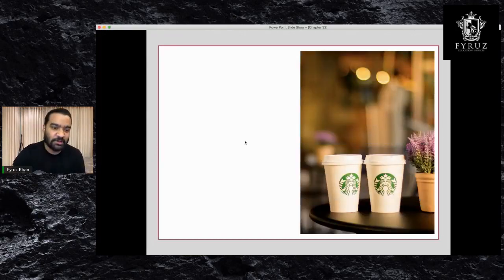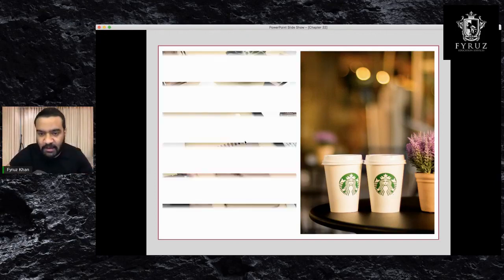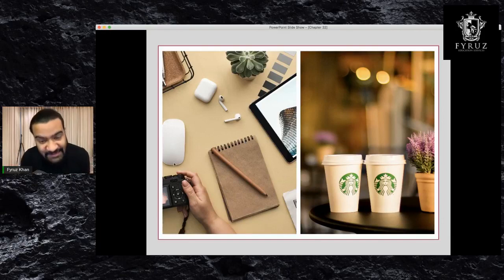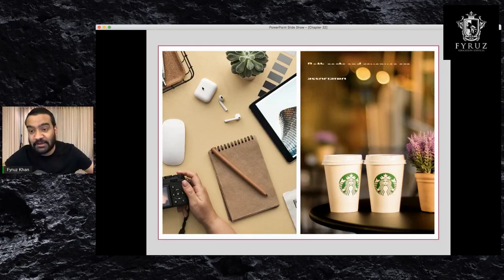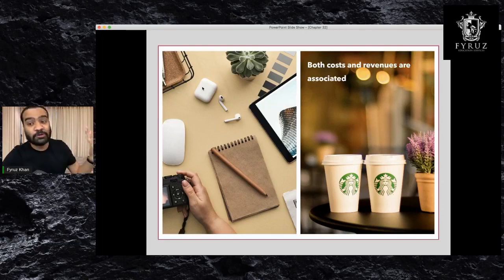Now, think about a Starbucks, a Starbucks franchise or a shop altogether. Or think about a mouse or a DSLR or even this pencil or this iPad or AirPod. Now, these things are different from a factory. In these cases, costs are charged, costs are allocated, yes, because in order to make these products or run a chain shop or franchise shop, there are costs involved, but they're also directly responsible for generating revenues. So both costs and revenues are associated with such kinds of products.